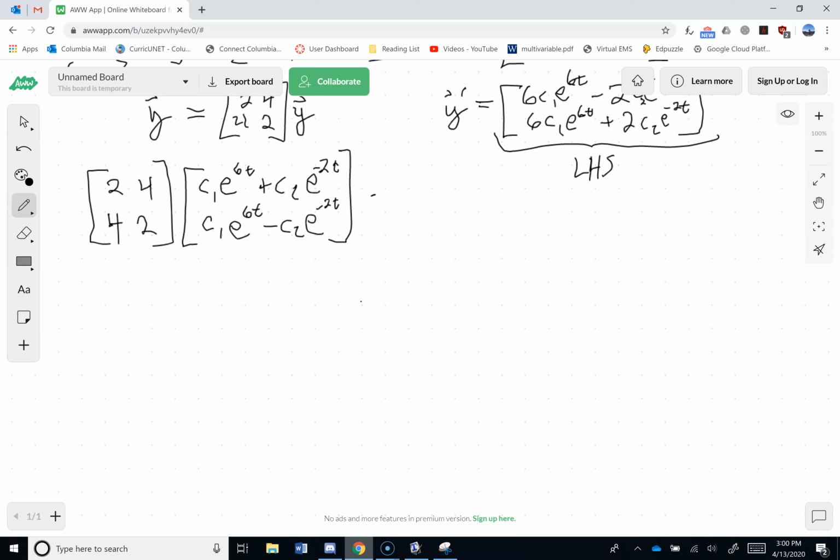So I'm going to think that this is going to be the first row dot product with y and the second row dot product with y. Meaning this is row 1 and this is row 2. So row 1 is the vector 2, 4, and row 2 is the vector 4, 2. And then I'm going to dot product with this y vector. Does that make sense?